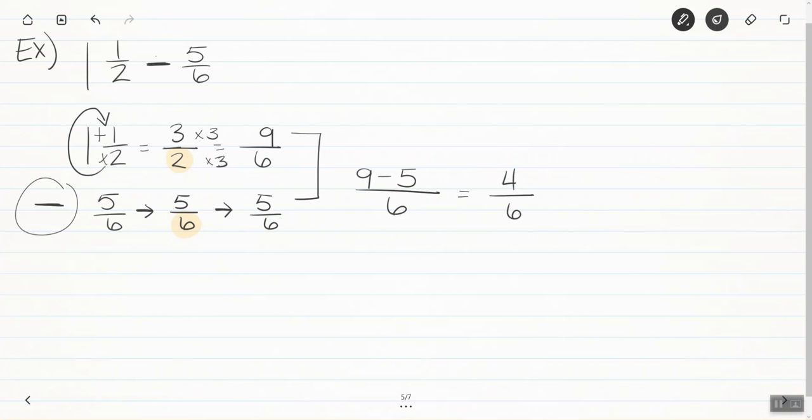Just keep dragging that 6 across. And then the last step is to simplify. Well, these two numbers are even, so I can divide them by 2. And that gives me 2/3 as my final answer.